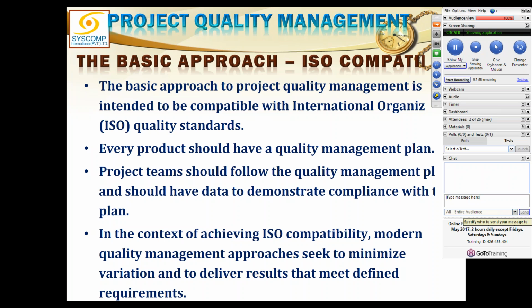Let us also talk about what is a quality requirement. Give me an example of a quality requirement.